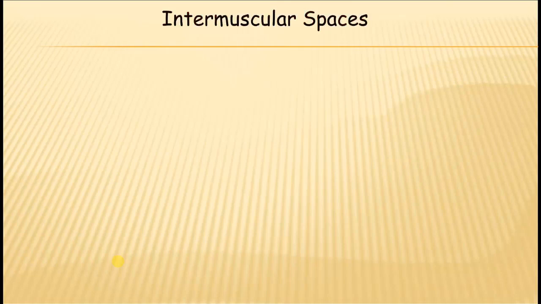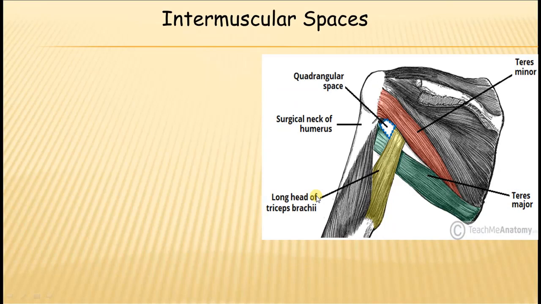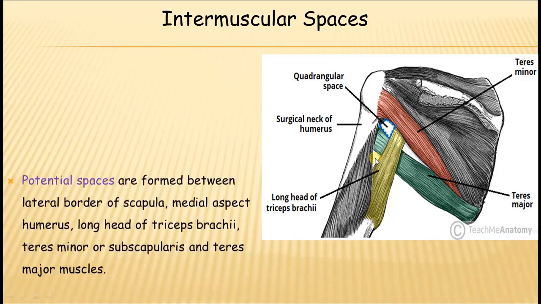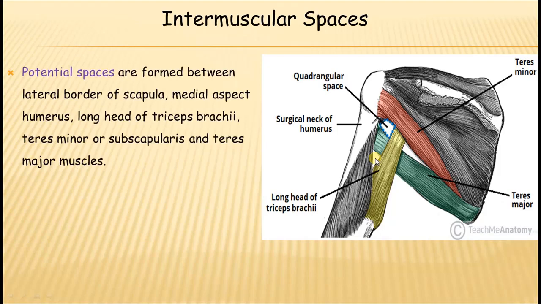So now coming to the intermuscular spaces, we have already seen certain spaces in the back region. I think you remember those two triangular spaces, the triangle of auscultation and the lumbar triangle. In the same way, around the shoulder or scapular region, when the scapular muscles come and insert into the humerus, there are some spaces which you come across. They are called the intermuscular spaces. They are called potential spaces because they transmit structures.